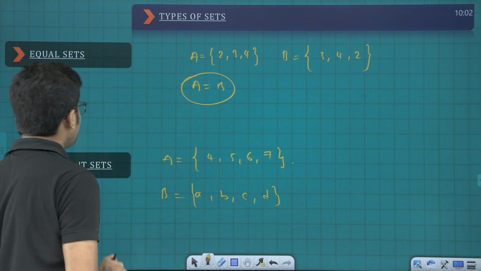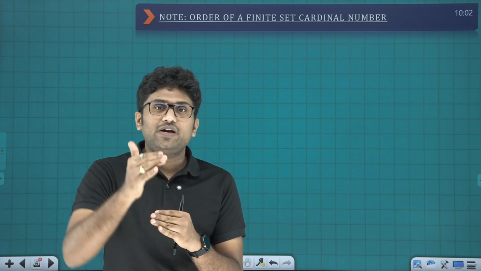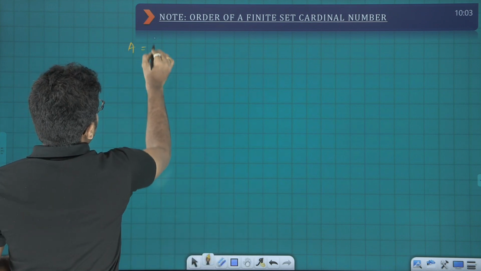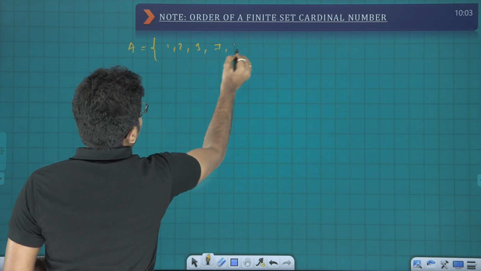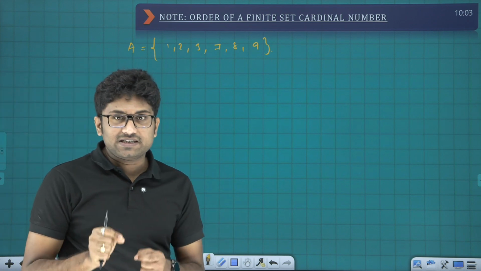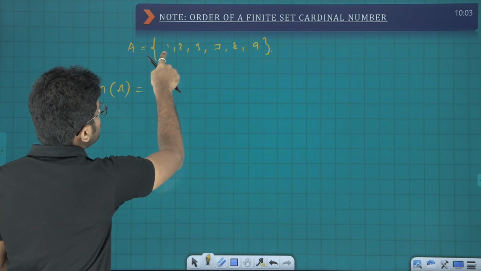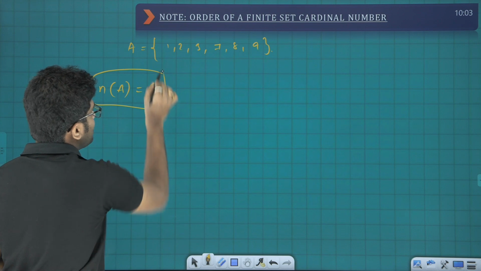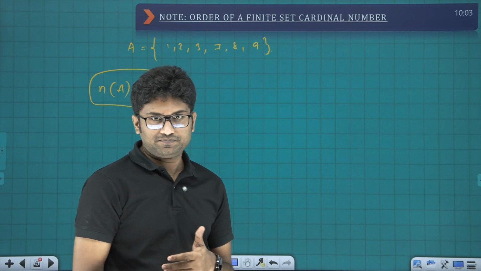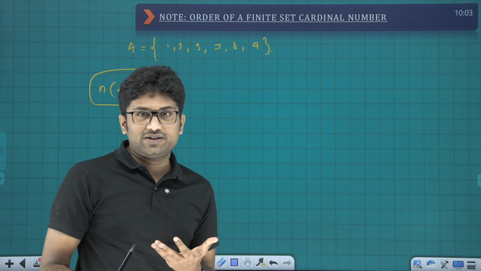Clear? Next, order of a finite set, or cardinal number. The number of elements of a finite set is called its order, or we say cardinal number. Let's say set A is equal to {1, 2, 3, 7, 8, 9}. Then n(A) denotes the number of elements in a particular set, and n(A) is 6. There exist 6 elements in this particular set. The number of elements in a set is called its order, or cardinal number. This is defined only for finite sets, because for an infinite set n(A) will be infinite.